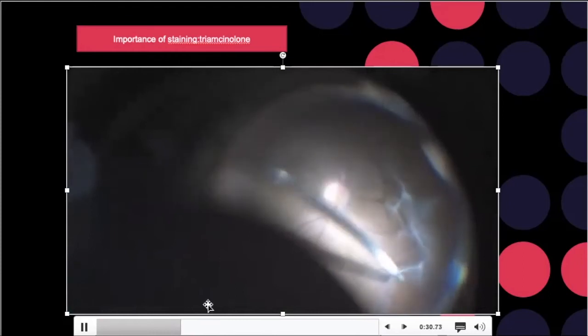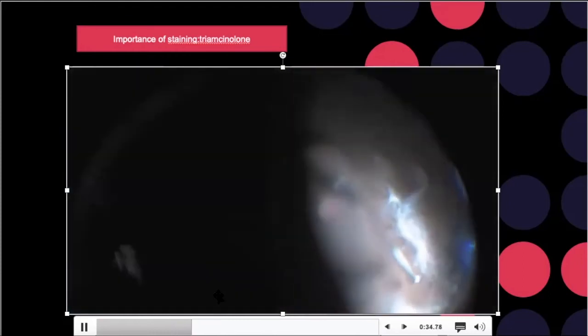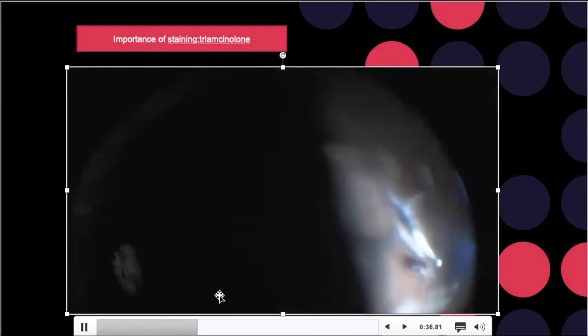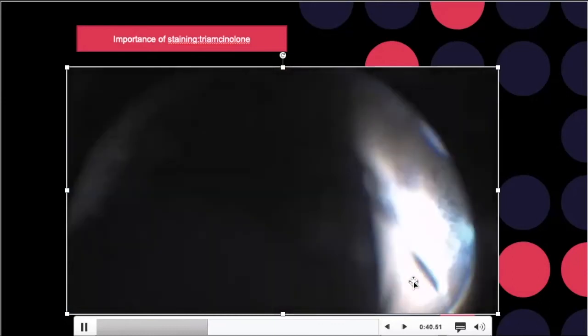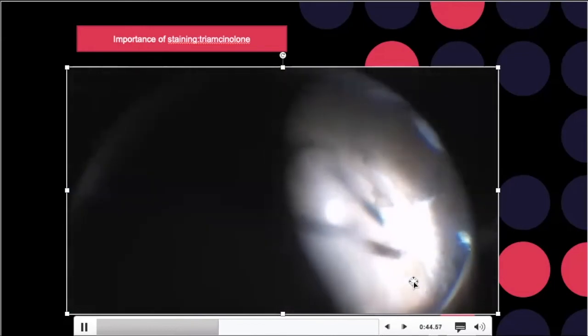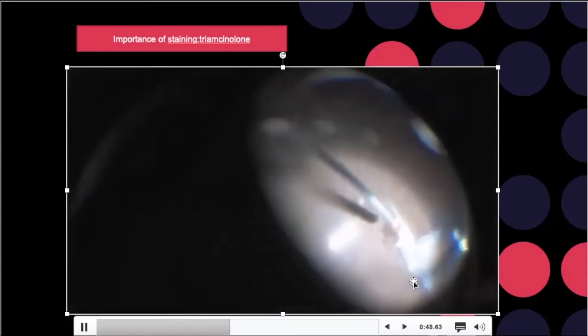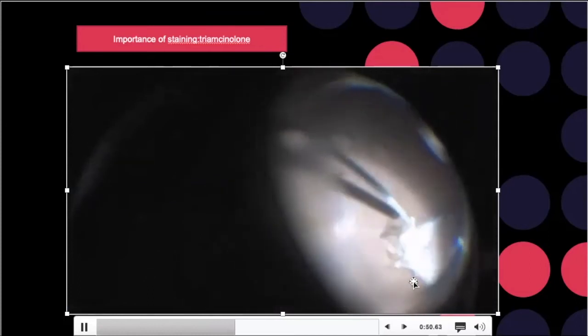Just to share another important role of the triamcinolone. At this particular time, we are actually clearing out the posterior hyaloid, removing all the traction around this fibrous tissue. You can see we are cutting the AP traction of the posterior hyaloid around the tissue. Segmentation.